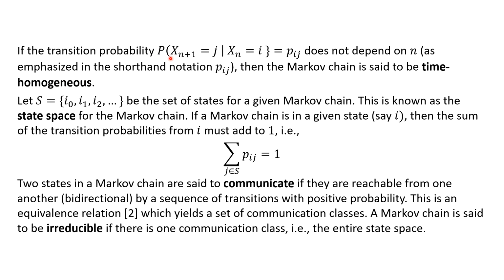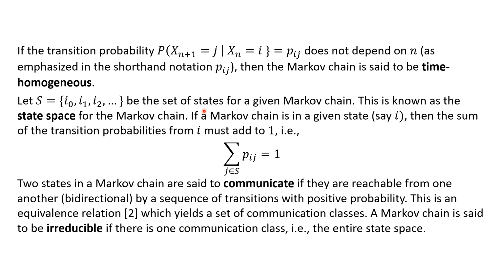There are other Markov chains where the probability of going from i to j depends on what time you're in. So for maybe n equals 1, it's one probability. For n equals 10, the probability is different. That would not be time homogeneous.